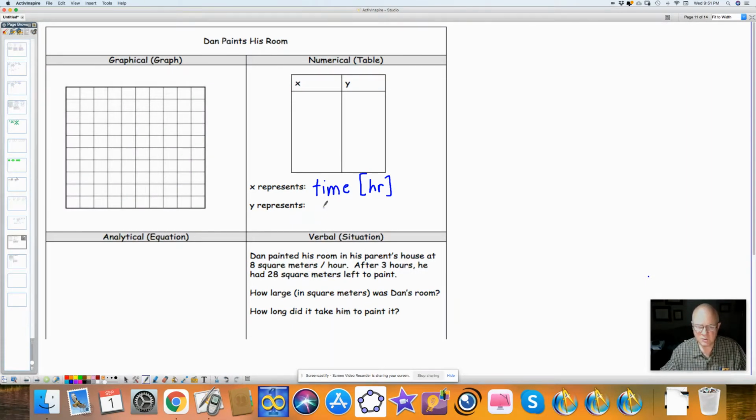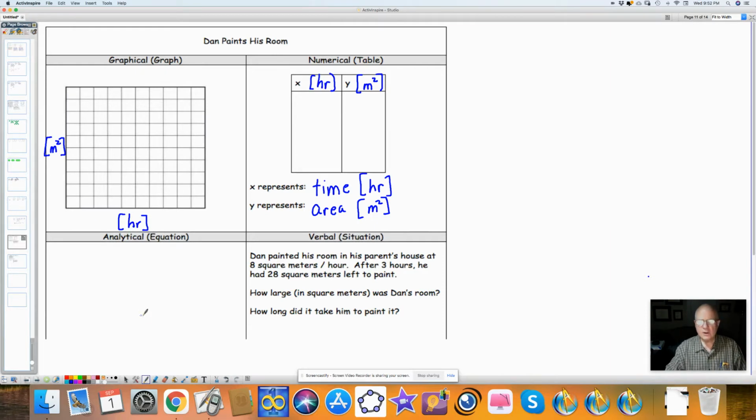I could put SQ meters. This is area. I'm just going to put it like m squared, meters squared. So you can fill that in here and here as well. The x represents hours, and the y is going to be in meters squared. On the graph, the one that goes on the horizontal line, this is horizontal, this is vertical, h comes before v, x comes before y. This is my x-axis, so this will be the hours. And this will be the vertical, the meters squared.